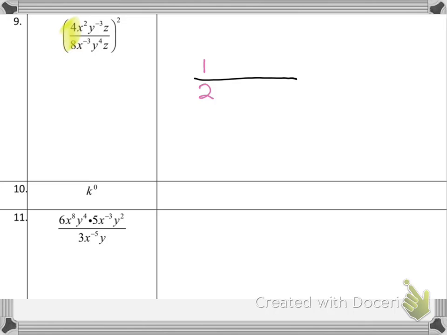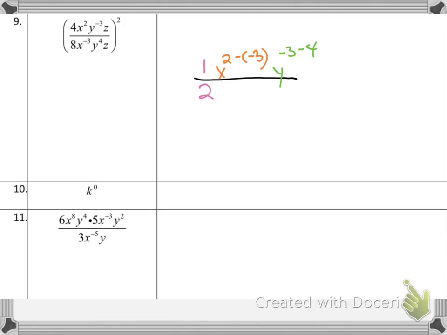Then we can keep going. So in addition to reducing 4 over 8, we can look at our x's. Okay? So I have x squared divided by x to the negative 3rd. So remember that means that I need to subtract my exponents, and I'm going to write that out. So it's 2 minus negative 3. Okay? Next we have our y values, and if we look at our y values, we have negative 3 on the top, and we have 4 on the bottom. So we have negative 3 minus 4.